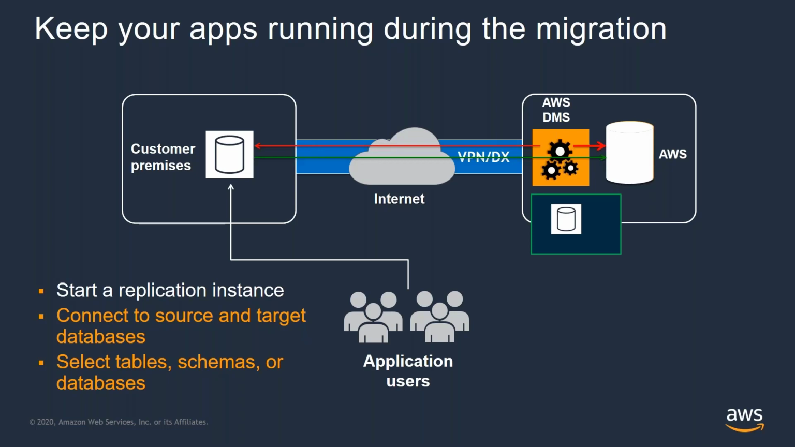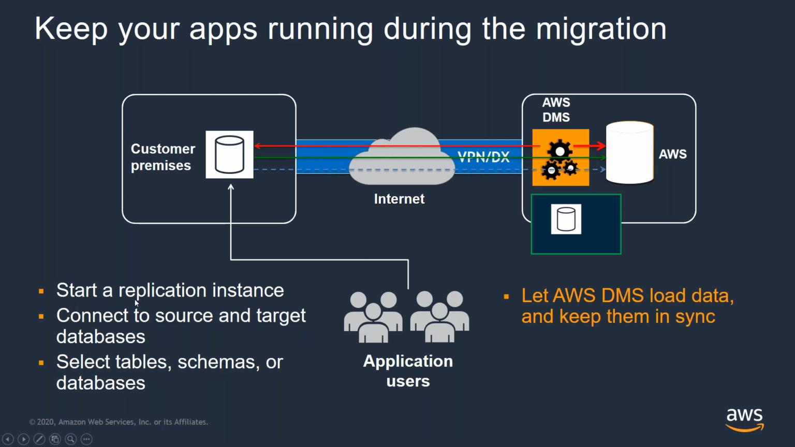While replication is taking place, as shown by the red arrow, your users and apps will continue to point to the on-premises databases. It means that there will not be any downtime. So your apps and users are still using your database, but data is being replicated through DMS to the target database in AWS.